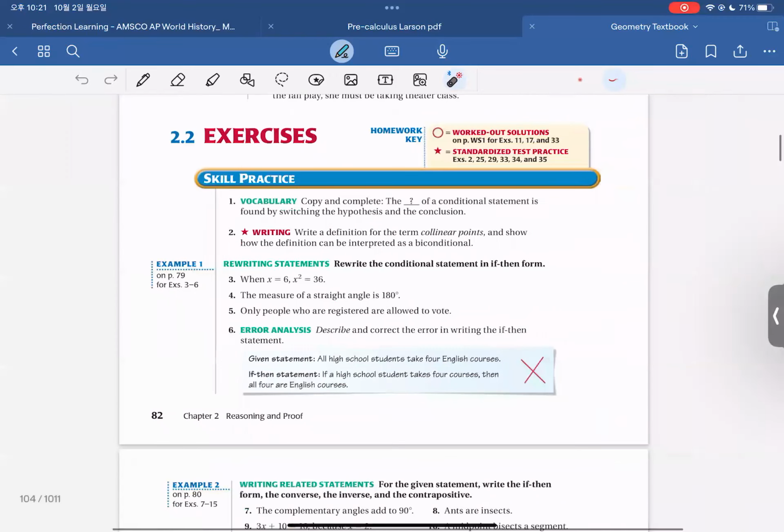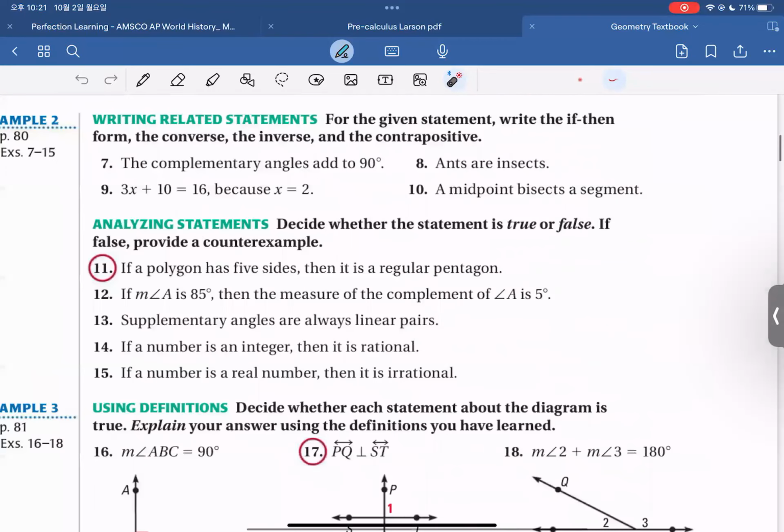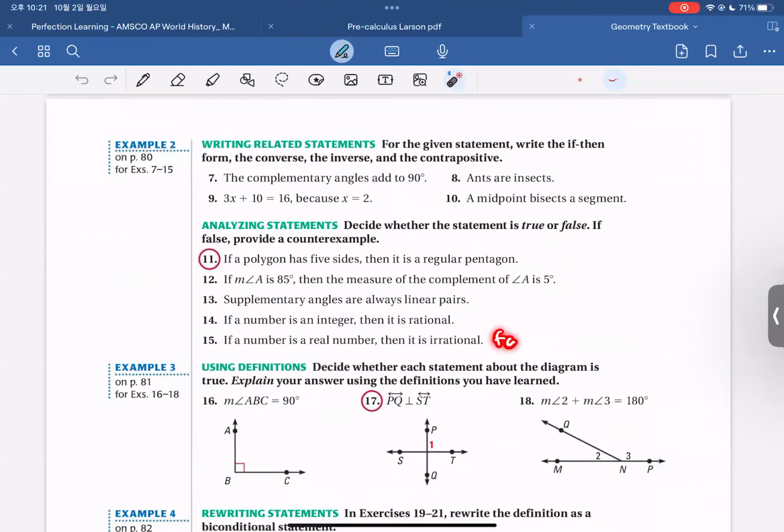So if you're just trying to do something simple, let's look at 15. Decide whether the statement is true or false. If false, provide a counterexample. Just look at 15: if a number is a real number, then it is irrational. This would be not true. A real number can be something like 2, 3, 4, and they're all integers, and they are in fact rational. So this would be false.